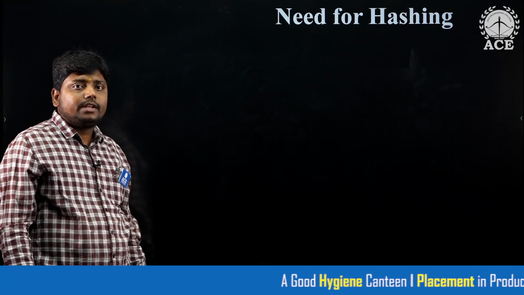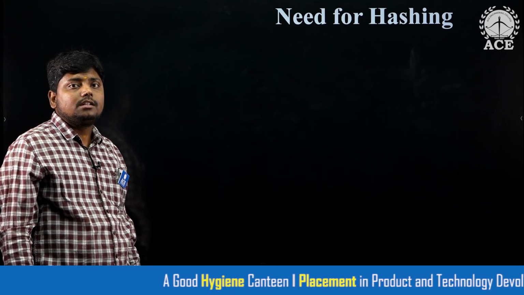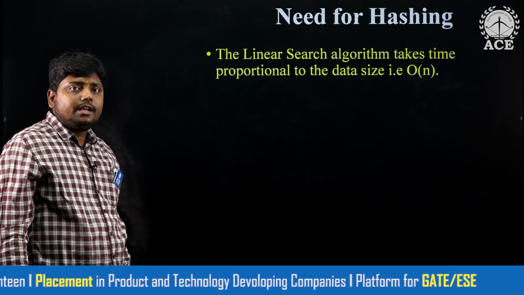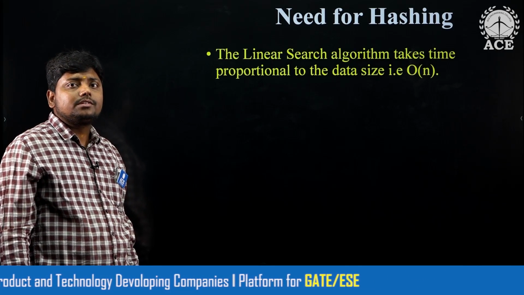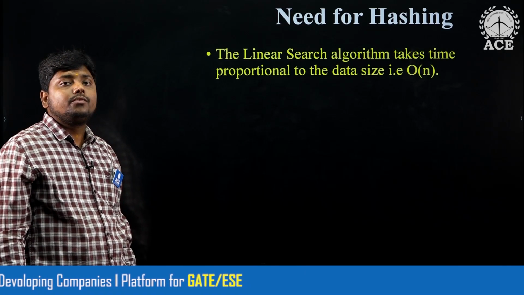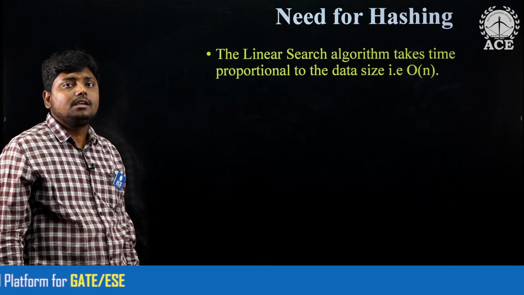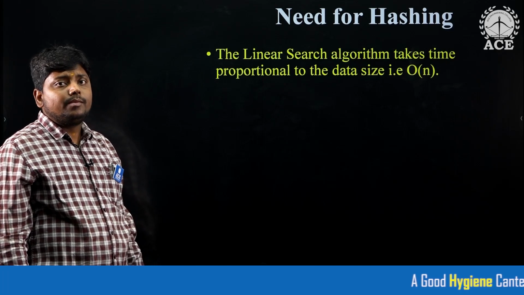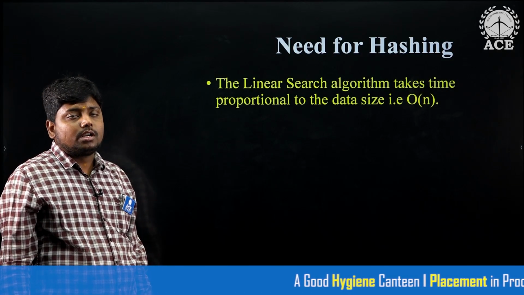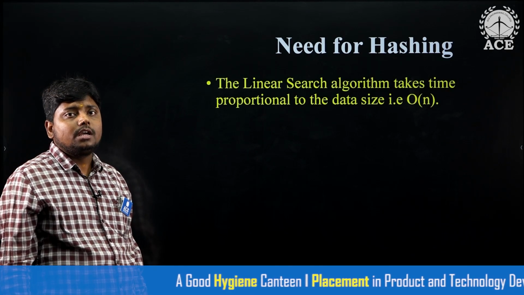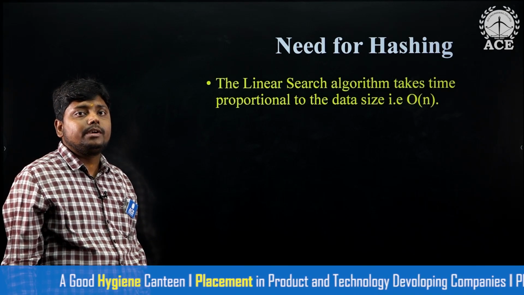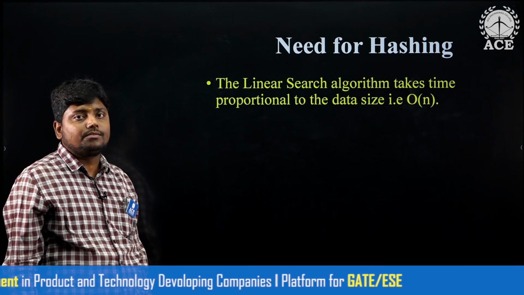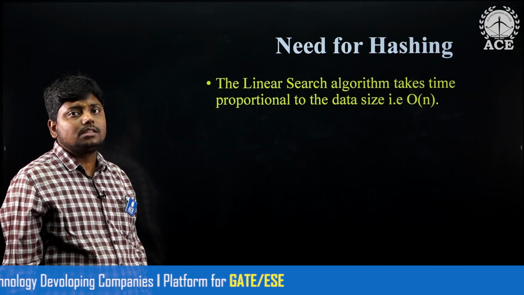Before going to the actual definition of hashing, let's try to understand why hashing is needed. We have already studied the linear search algorithm, in which the search time complexity goes with order of n. In linear search, the elements may not be in sorted order, and the element which we want to search has to be compared with each and every element present in the list. So if there are n elements, the time complexity goes with order of n.